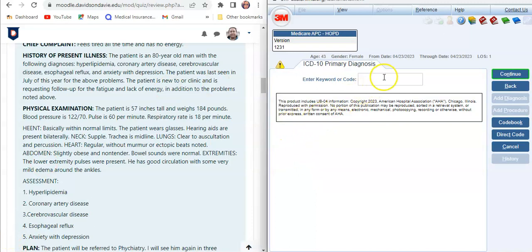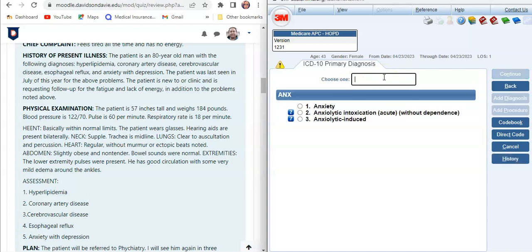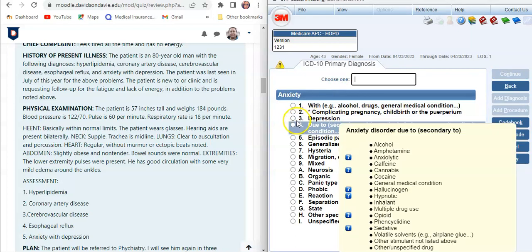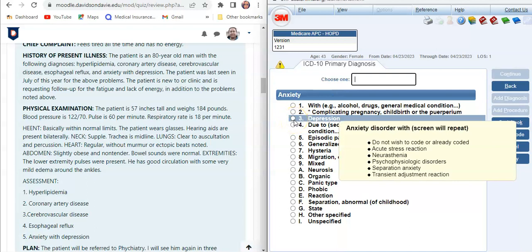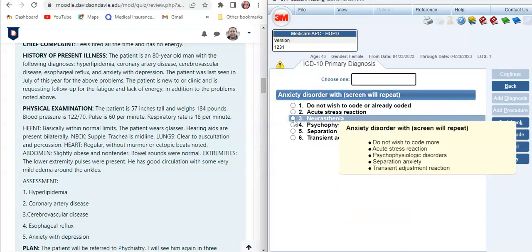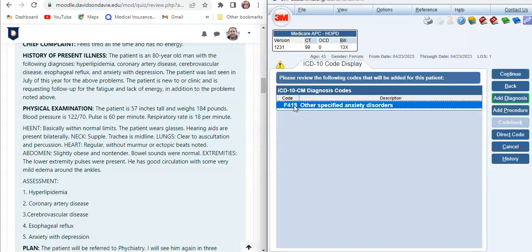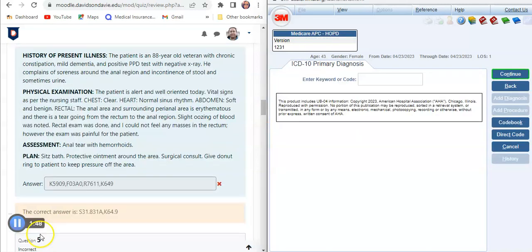And then our next one is going to be anxiety with depression. So I'm going to type in anxiety. There it is. And depression. And doesn't say anything else. Other specified anxiety disorders. Okay, so our next one is going to be F41.8, and we're done coding with this one.